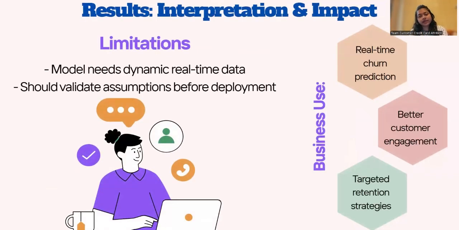From a business standpoint, the model has critical implications. It enables real-time churn prediction, allowing banks to implement targeted engagement strategies like personalized offers or proactive communication. However, to deploy it effectively, the model needs access to real-time data. Our assumptions must be tested with live customer data. The ability to act quickly and accurately can significantly improve retention and customer satisfaction.